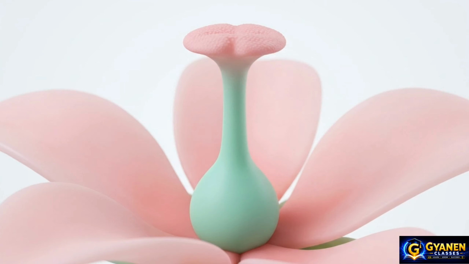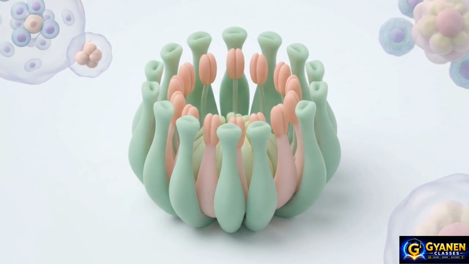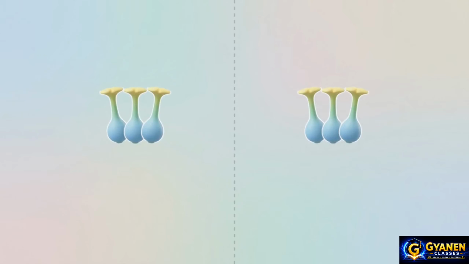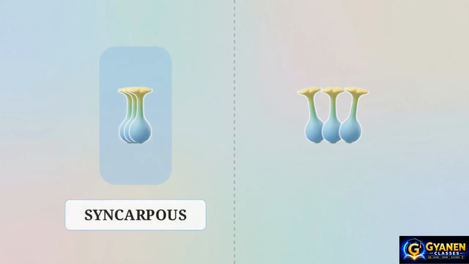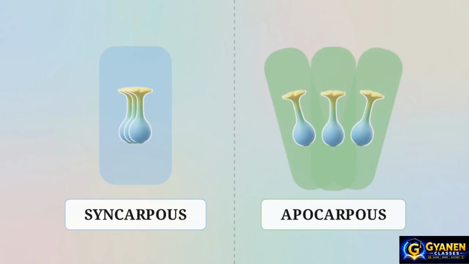This fundamental architecture varies across plant species. A flower might possess a single pistil, making it monocarpellary, or it may be multicarpellary, producing several pistils at once. As you can see in these 3D models, multicarpellary flowers organize in one of 2 ways. The pistils can be fused together into a single unified structure, known as syncarpous, or they can remain completely free and independent, which is called apocarpous.